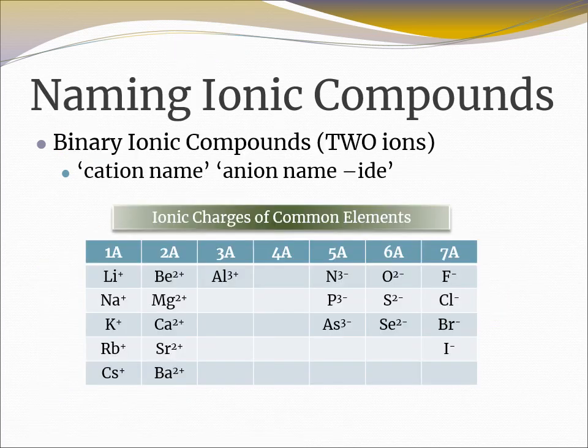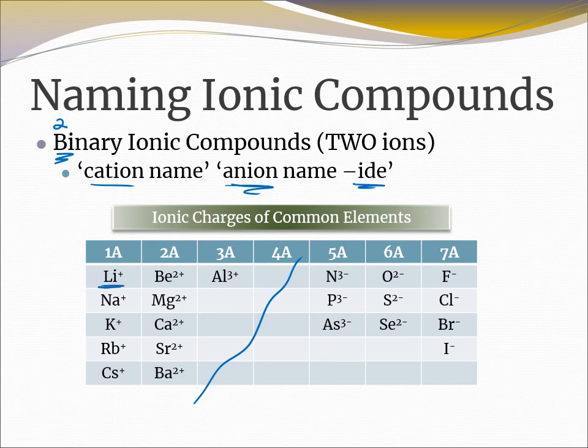Let's look at how to name ionic compounds. If I'm looking at a compound that's binary, so that's only two elements in it, one cation, one anion, we are going to start with the cation name first. If I have lithium in the compound, lithium's name would come first, cation first, and the anion is going to come second. We're going to change the end of the ion name to ide.